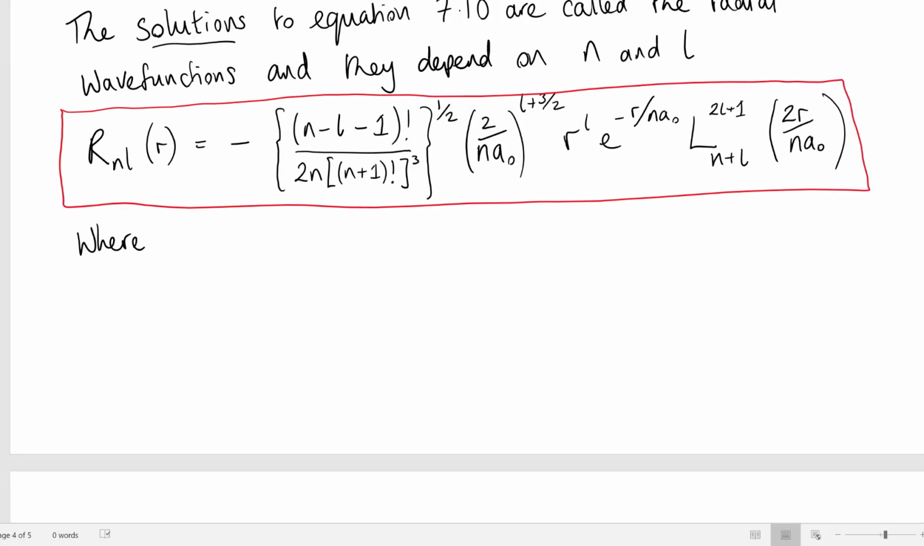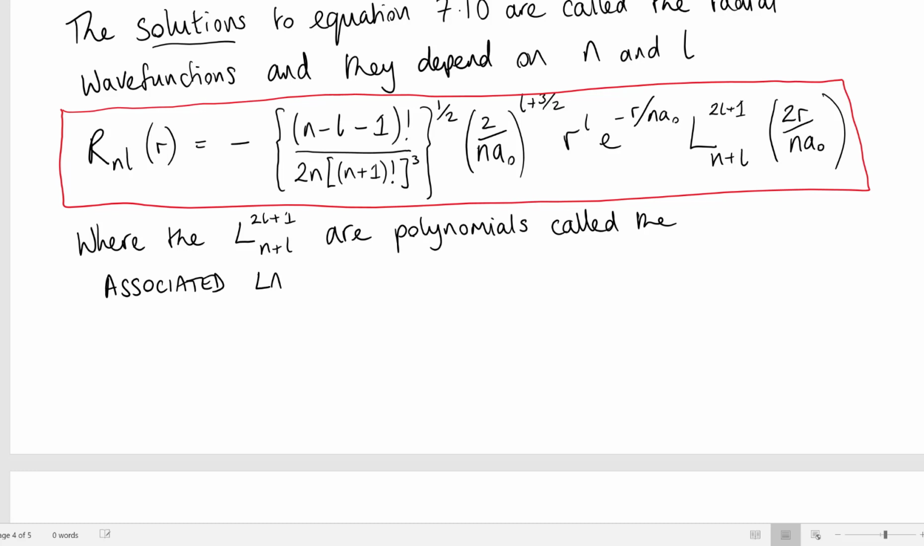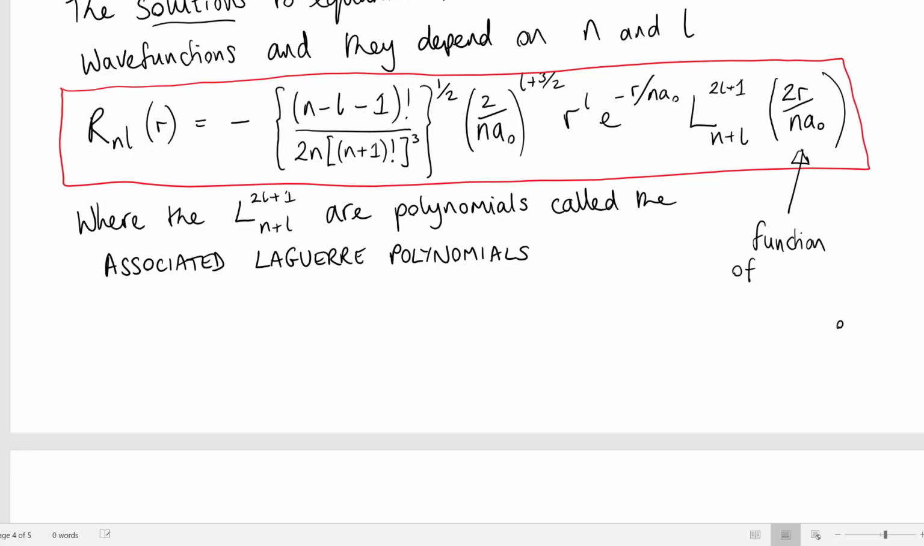and it's important to note that the L terms in here are polynomials called the associated Laguerre polynomials. And as I read it, these associated Laguerre polynomials are a function of 2r over na0. There are some ways of determining the associated Laguerre polynomials. They're also sometimes called generalized Laguerre polynomials.